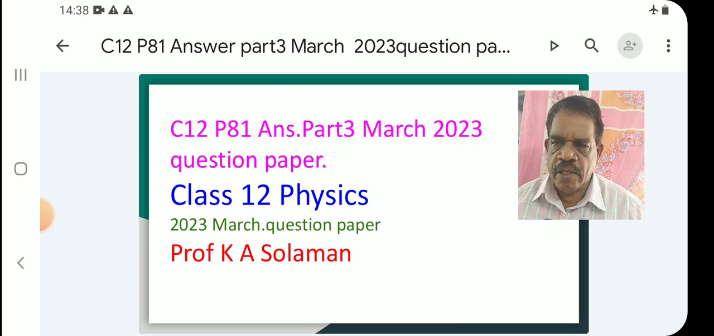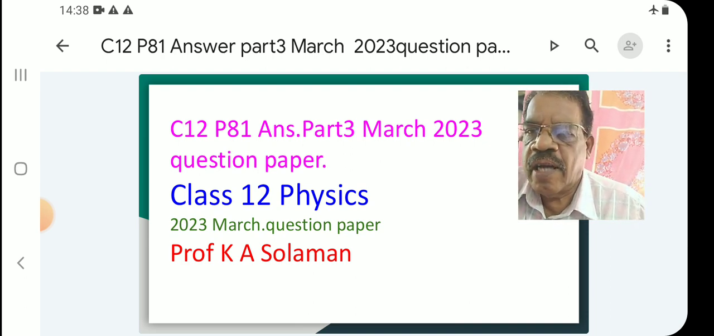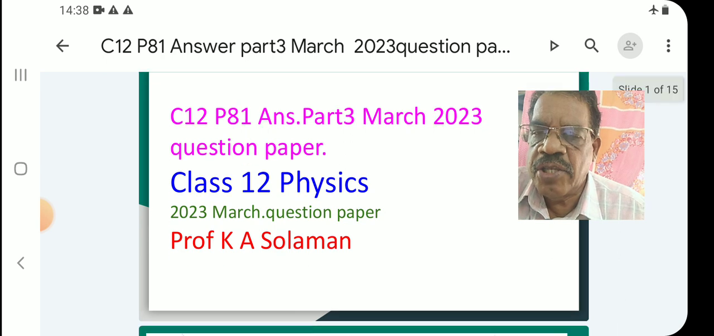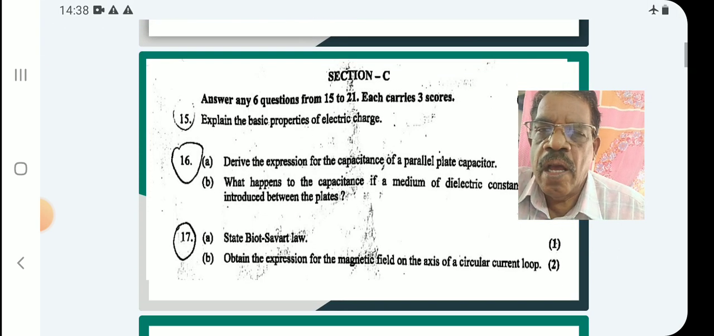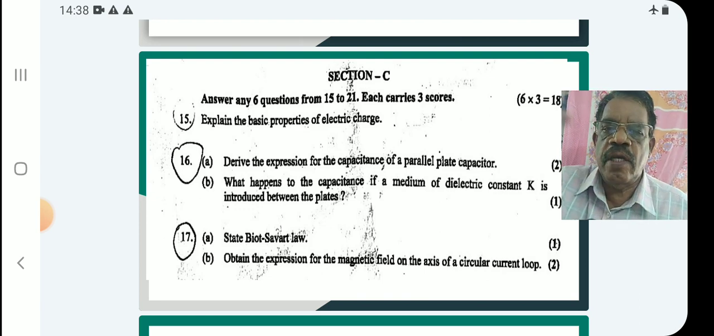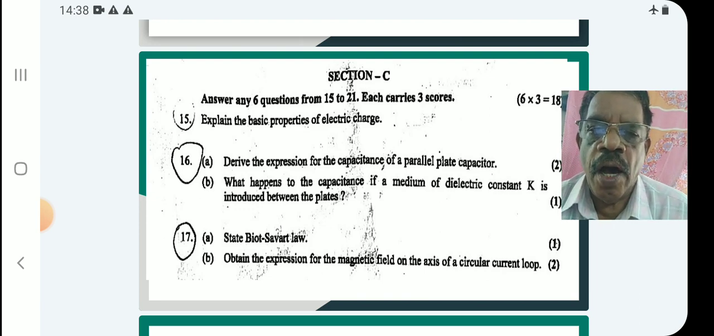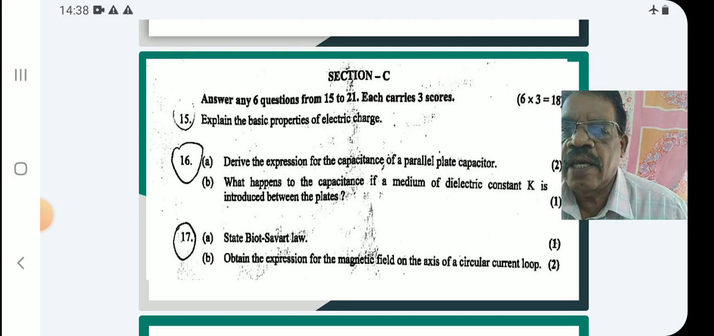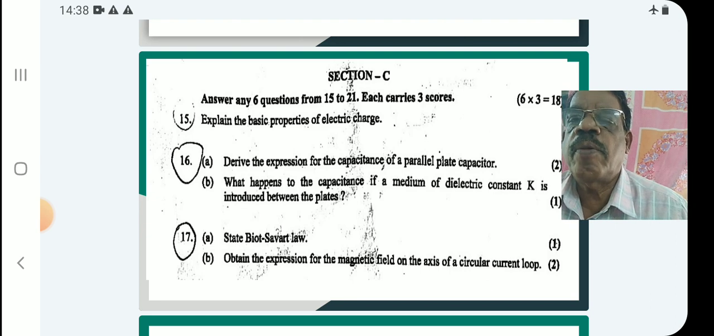And in this section we discuss a few questions. We can see the questions. Class 12 physics examination question paper. These are the questions discussed today. 3 marks questions, 6 questions are to be answered, and here there are 3 numbers discussed. Answer any 6 questions from 15 to 21.